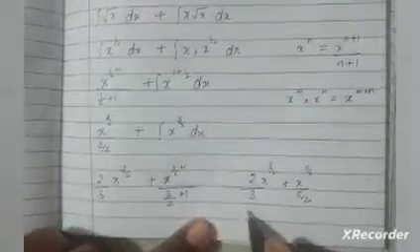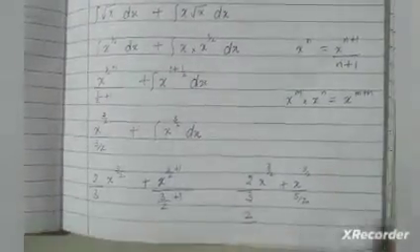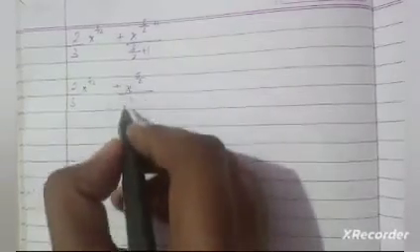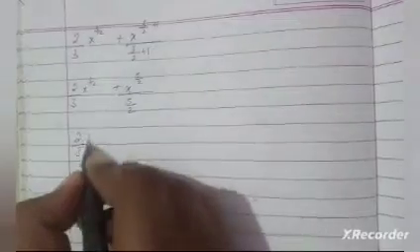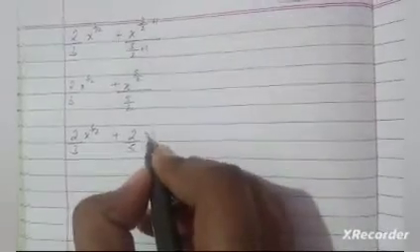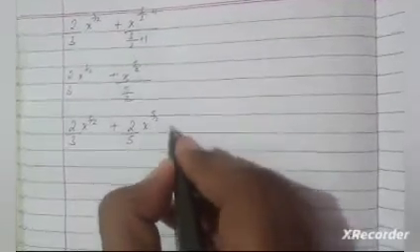Now in the next step, we take the same 2 by 3 x raised to 3 by 2. Then x raised to 3 by 2 plus 1 will be 5 by 2, same here 5 by 2. Now we write the first term as it is, and this 5 by 2 we can write as 2 by 5, then x raised to 5 by 2 plus c.